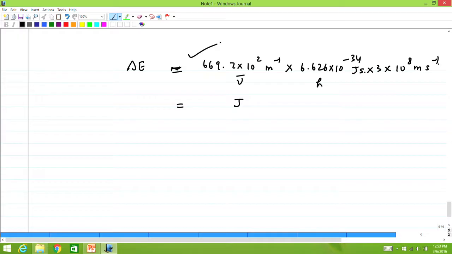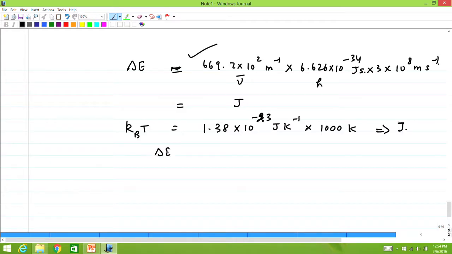So, this can be calculated, and kBT is 1.38 times 10 to the minus 23 joules per Kelvin, and it is calculated at 1000 Kelvin. So, that is given as joules. Therefore, delta E by kBT is a numerical exercise for you to do, and take the exponential of minus that in order to calculate the ratios of n between the two different levels.